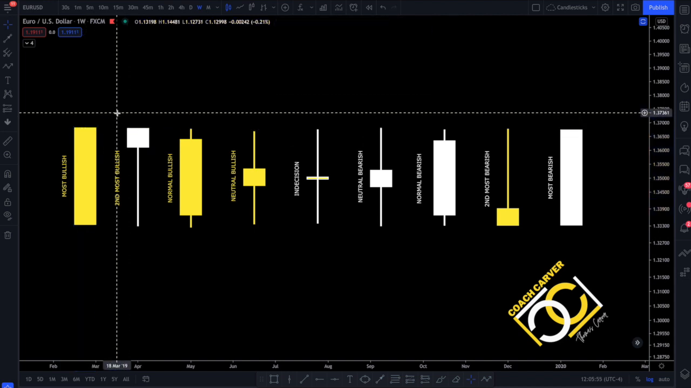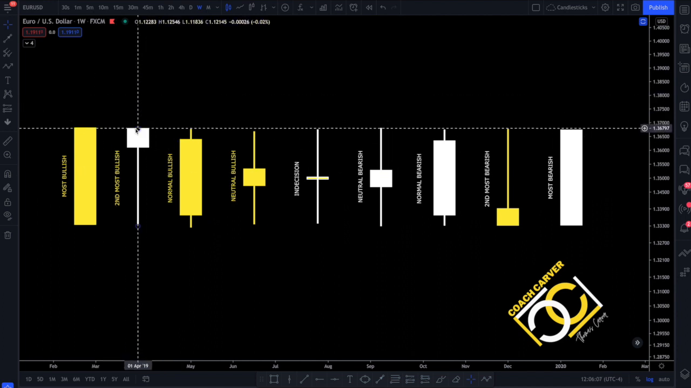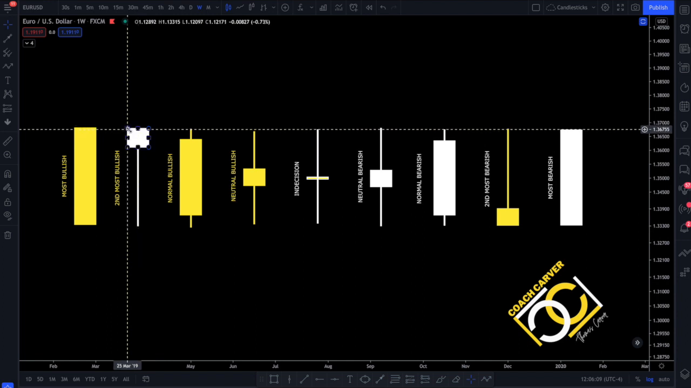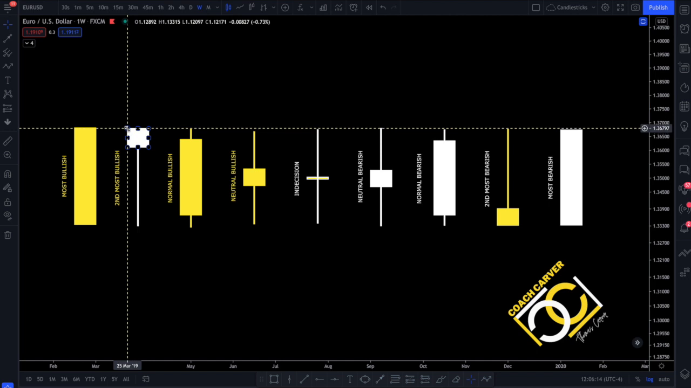That is the strongest version of a bullish candlestick. That is just simply price saying, hey, the buyers are in favor, the buyers have all the strength, and price is just simply pushing all the way up. Now in this candlestick here, we have the inverse effect. This is going to be the second most bullish candlestick, but it is actually a bearish candlestick.